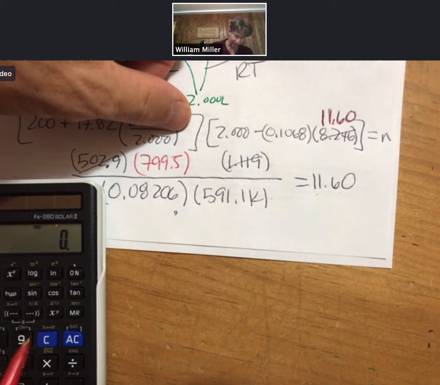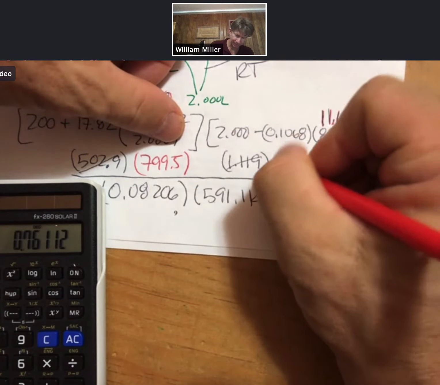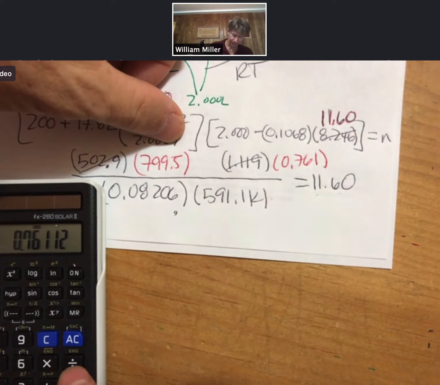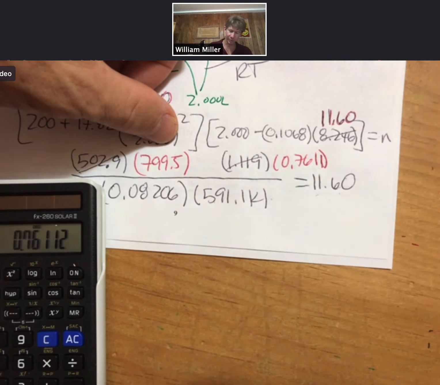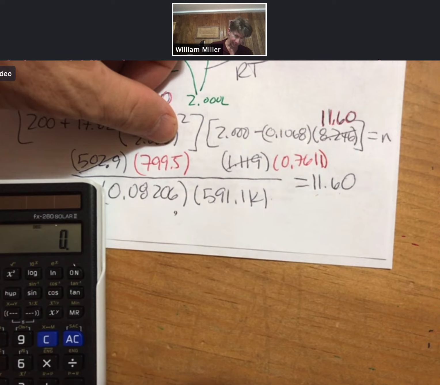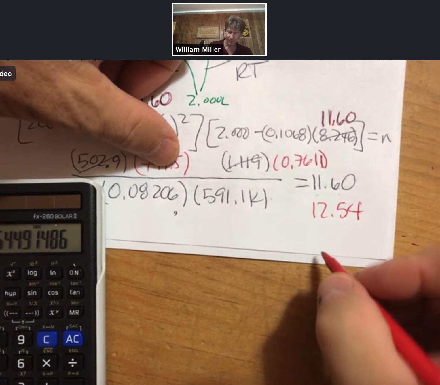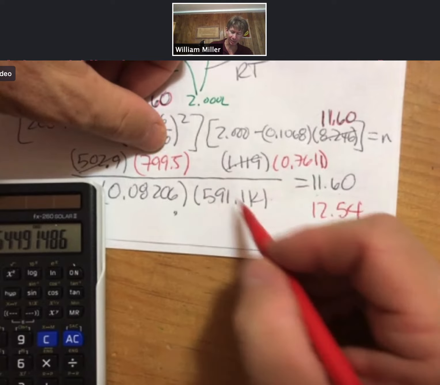2 minus 0.1068 times 11.6 equals 0.761. Let me do that again. 2 minus 0.1068 times 11.6 is 0.7611, so I'm keeping 4 sig figs. 0.7611 times 799.5 divided by 0.08206 divided by 591.1 gives 12.54. And then you keep going until the number you get out and the number you put in are the same.